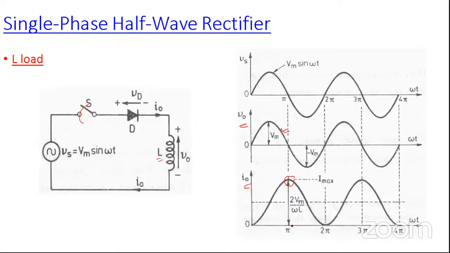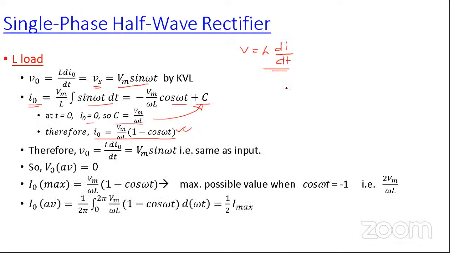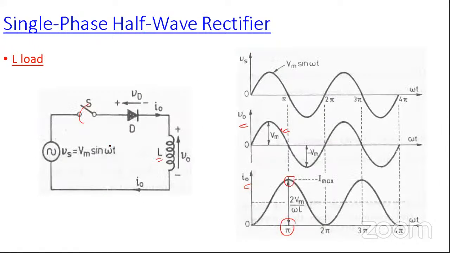Here, when omega t is equal to pi, from this expression, if you put that value, cos omega t is minus 1. So minus of minus 1 is plus 1. So ultimately the maximum value of the output current is twice Vm by omega L. Okay, so in this way we get it.